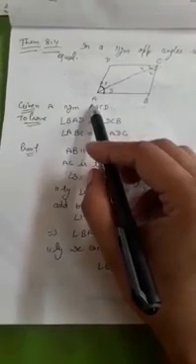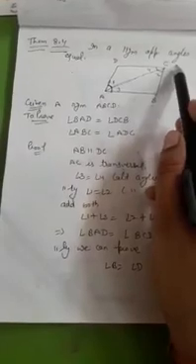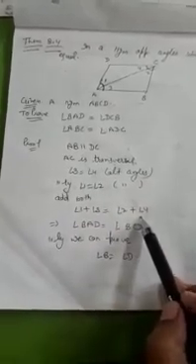As this is a given parallelogram, AB is parallel to CD and AC is a transversal. So we can take angle 3 is equal to angle 4, alternate interior angles. Similarly, AD is parallel to BC and AC is again a transversal. Angle 1 is equal to angle 2. This is also alternate angles. Now when we add these two, we get angle 1 plus 3 is equal to angle 2 plus 4.